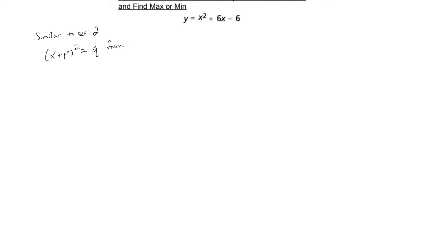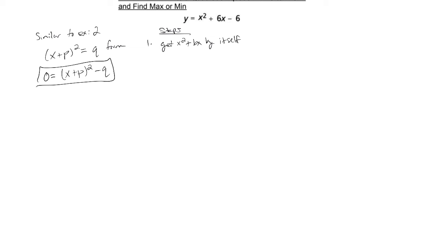And what we want to do is put it in vertex form. So what we're going to do is subtract that q over. So we're going to put in 0 equals (x plus p) squared minus q. This is what we want for our answer. So our first step would be to get x squared plus bx by itself.